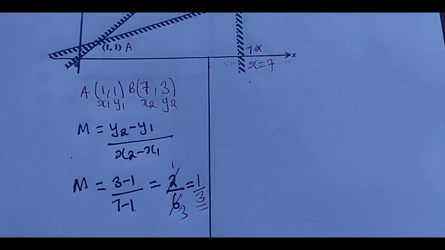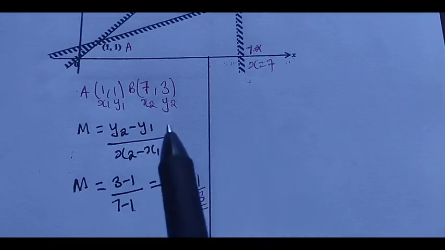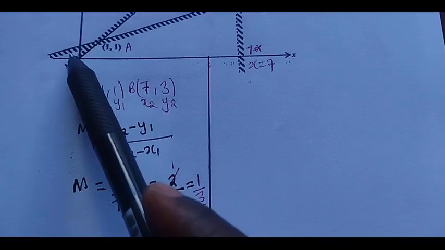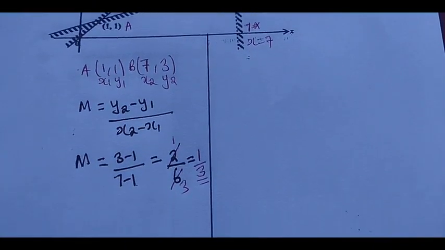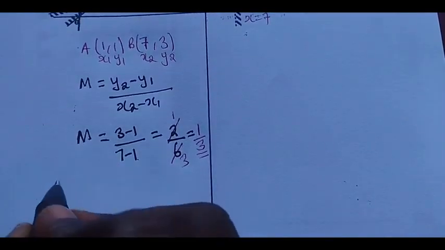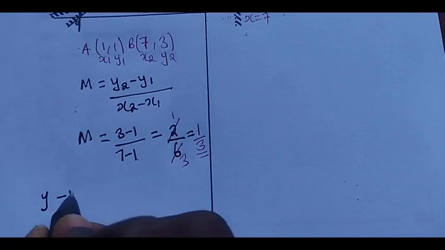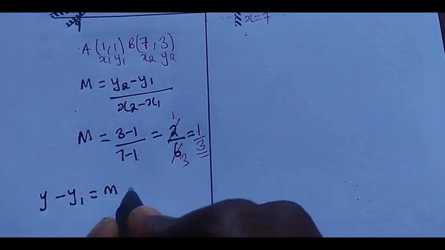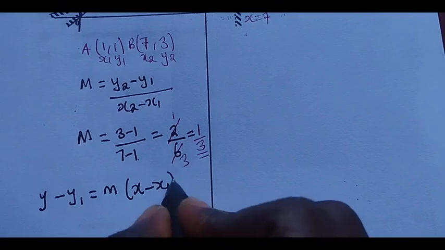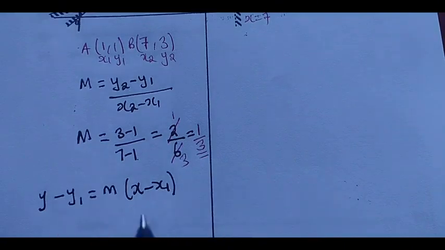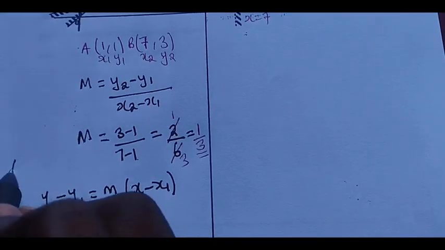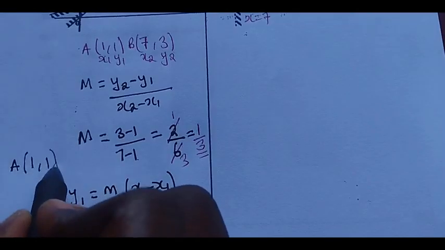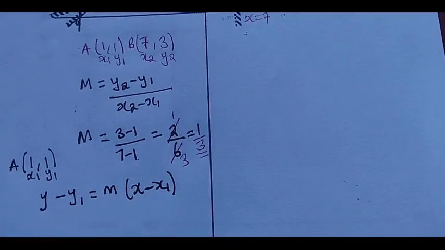Upon identifying our gradient, since we want to find the equation for this line right here, let us come up with an equation of a straight line. We are going to use y minus y1 equal to m open bracket x minus x1. Since you have these two coordinates, you can pick any. I'll pick this one, which has minimum values. So I'll say 1, 1. This will be my x1, this will be my y1. Then m stands for gradient, which is 1 over 3.